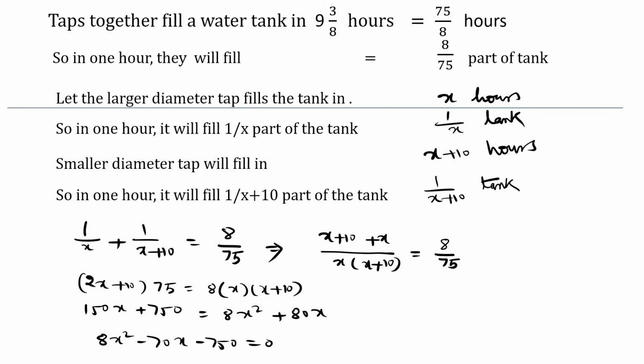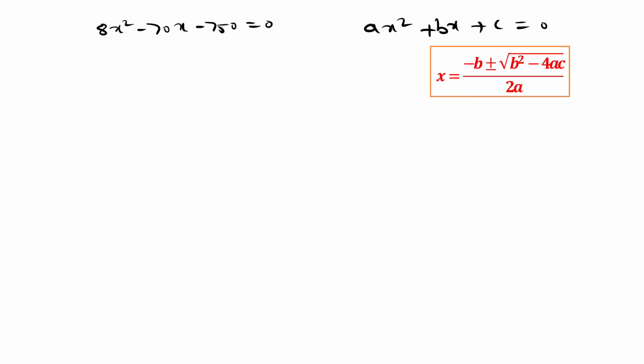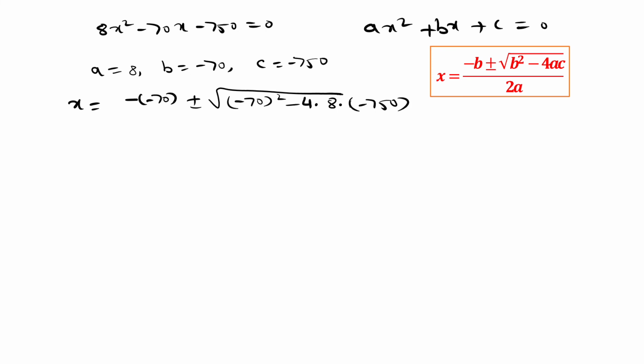At this stage, we have effectively translated our description into a quadratic equation. So what remains is to solve this quadratic equation, for which we will use the quadratic formula. Here a = 8, b = -70 and c = -750. Substituting in the formula, we get x = -b, that is -(-70), plus or minus √(b² - 4ac), that is (-70)² - 4 times 8 times (-750).